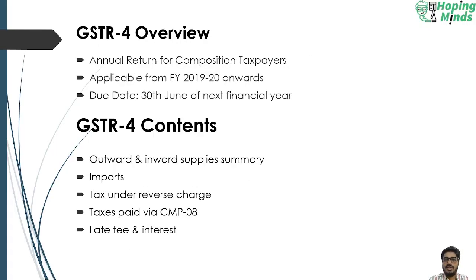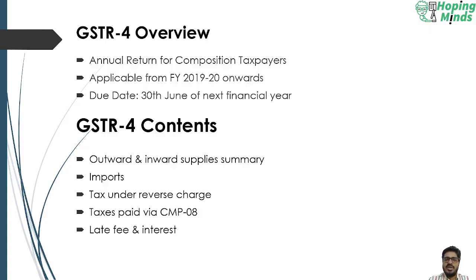So let us see GSTR-4 now. What is GSTR-4? GSTR-4 is the annual return for composition dealers. It is applicable from financial year 19-20 onwards. This we have already discussed, and the due date for filing of GSTR-4 is 30th June of the next financial year. That is, for the financial year ended 31st March 2025, the due date of filing of the annual return will be 30th June 2025. What are the contents of GSTR-4?